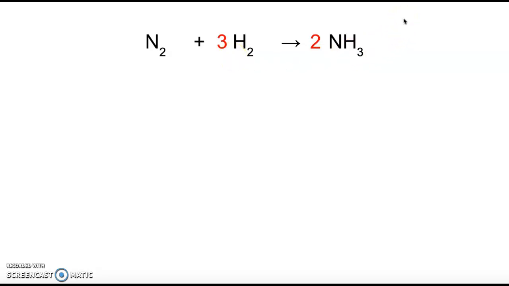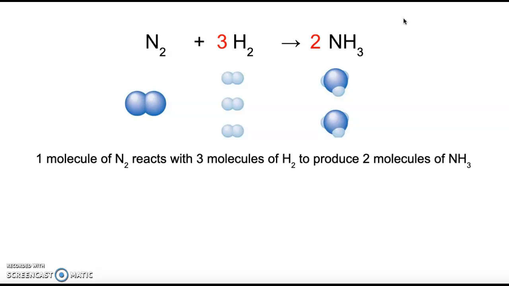Now that I've got my balanced equation, let's think a little bit more about what this means. What this is telling us is that if we take 1 molecule of nitrogen and we add 3 molecules of hydrogen, we can form 2 molecules of ammonia, NH3. Right? So that's 1 molecule of nitrogen, 3 molecules of hydrogen, making 2 molecules of NH3. Now, what if I had 10 molecules of nitrogen?